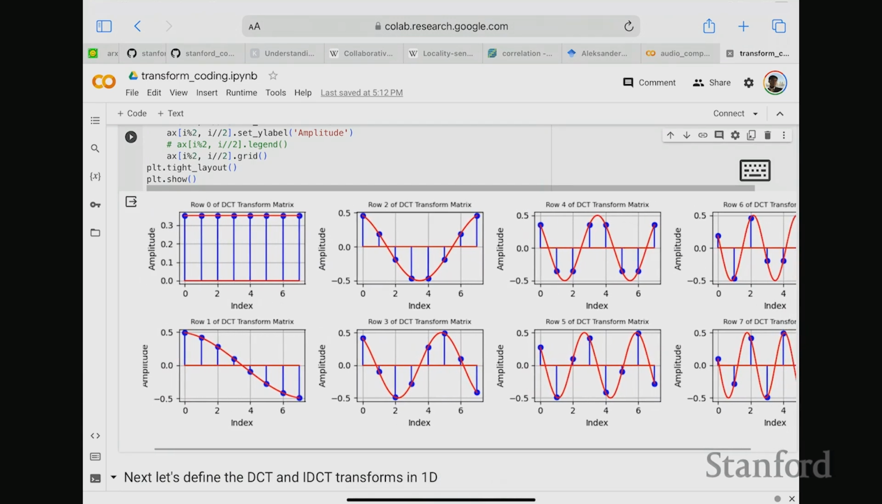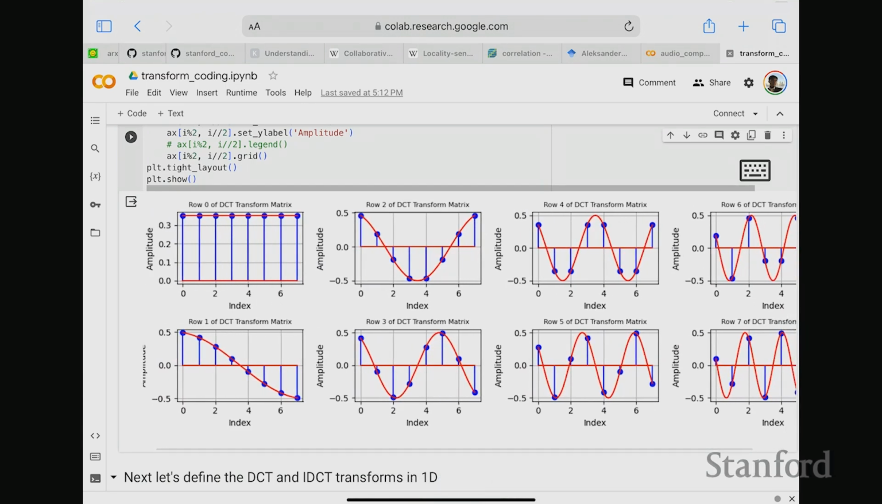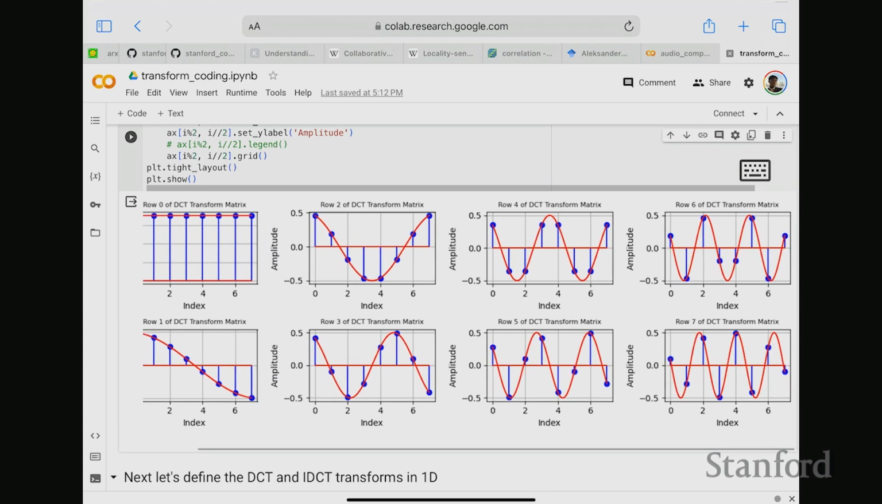Then here, this is row 1. And now you see this is like a discretized version of half of a cosine-like waveform, right? The blue points are the actual values which exist in the transform. You can see this is like increasing frequencies. Red is just the continuous cosine curve. It's increasing frequency, and then you are basically taking 8 samples out of it. And that basically defines the 8 rows of the DCT.